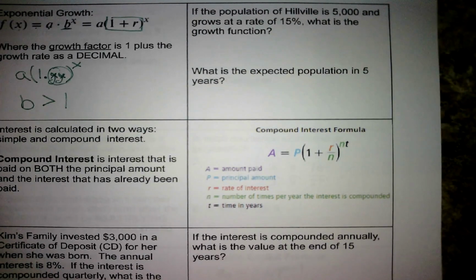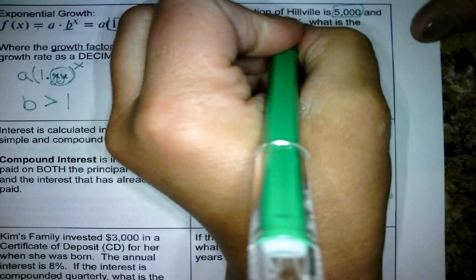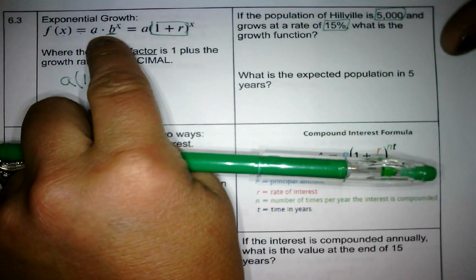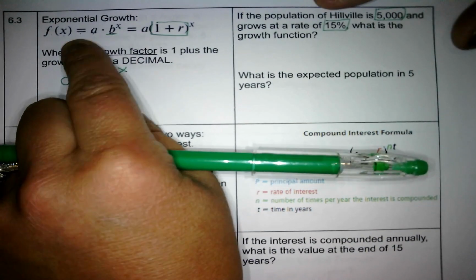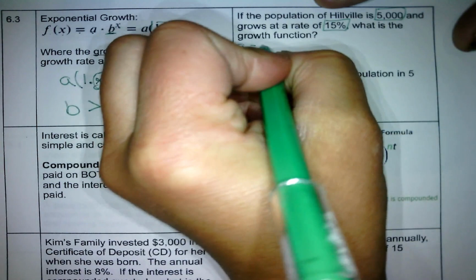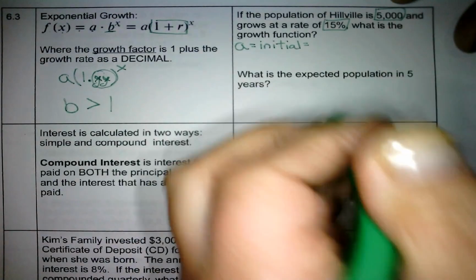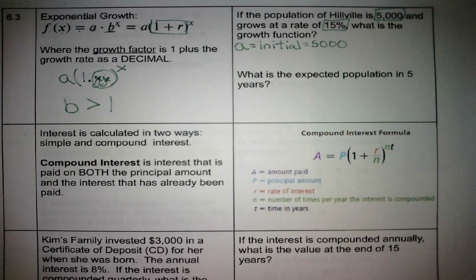So the population of Hillville is 5,000. I'm going to circle that number because I think it's going to be important. It grows at a rate of 15%. What is the growth function? In other words, what's my exponential function for the growth of this population? Remember that a is my initial amount, and my initial population of Hillville in this problem is 5,000.